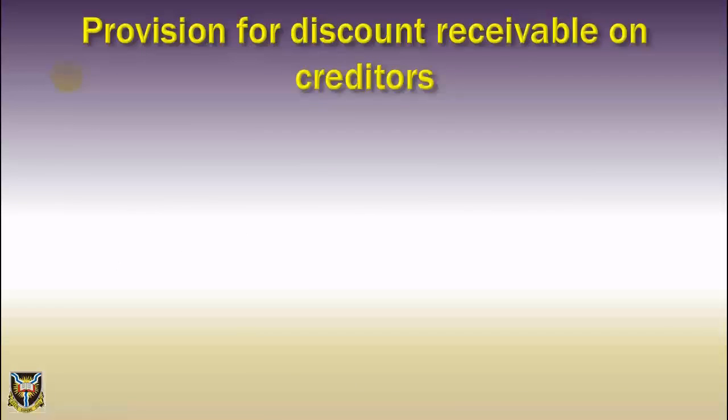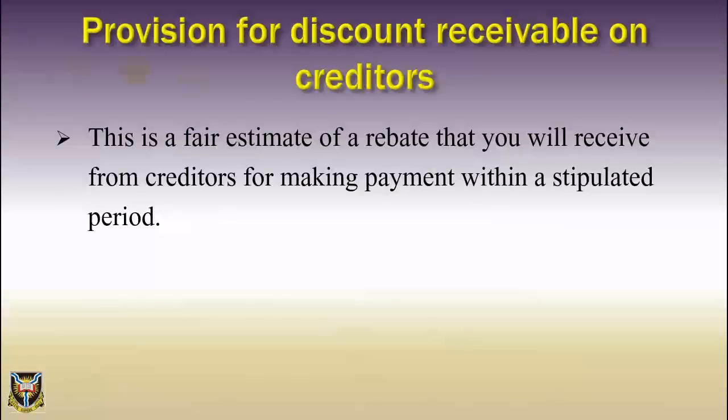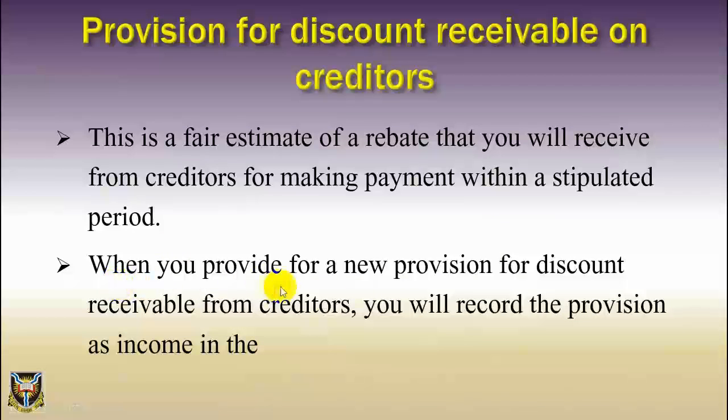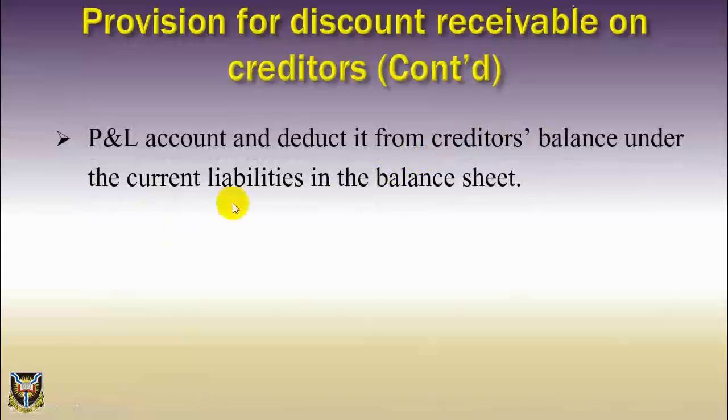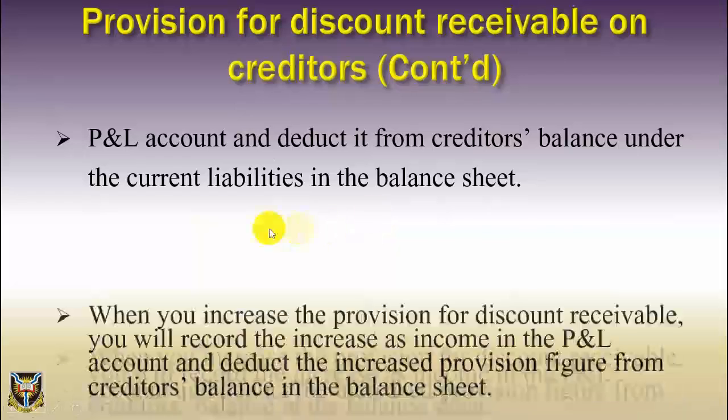I. Provision for discount receivable on creditors. This is a fair estimate of a rebate that you will receive from creditors for making payment within a stipulated period. When you provide for a new provision for discount receivable from creditors, you will record the provision as income in the profit and loss account and deduct it from creditors balance under the current liabilities in the balance sheet.